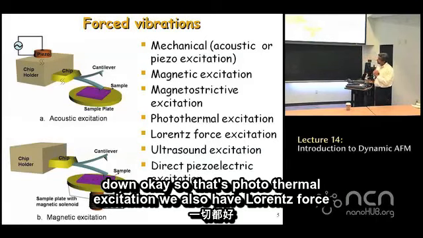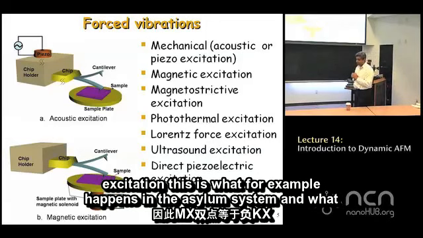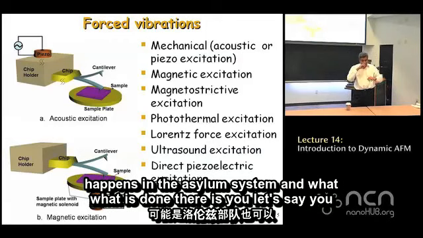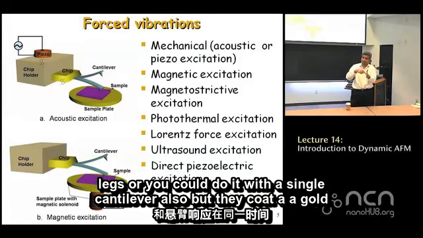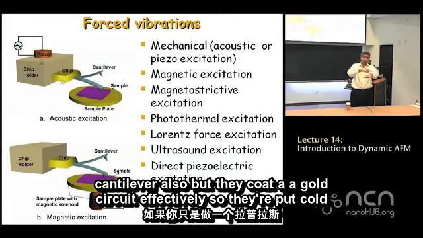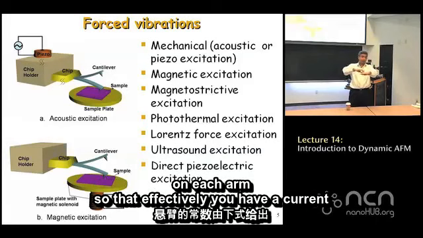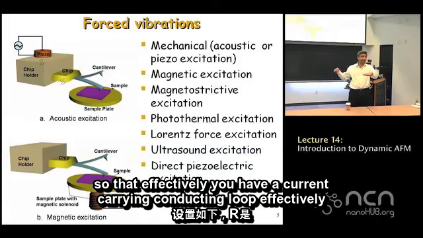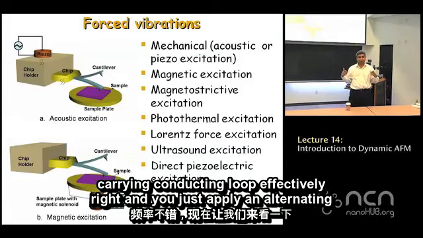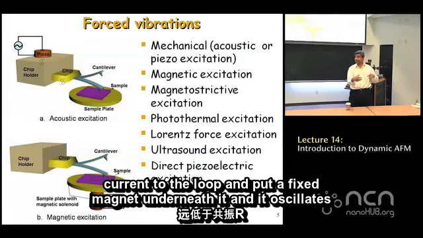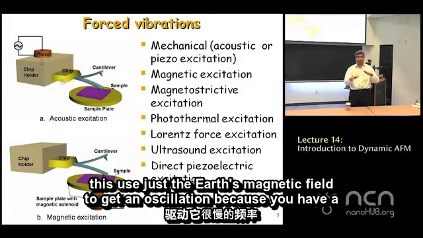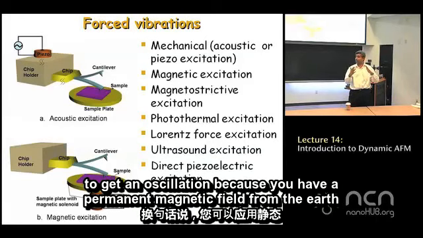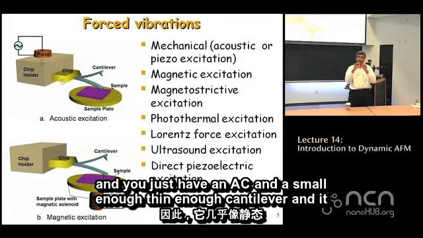You also have Lorentz force excitation. This is what, for example, happens in the Asylum system. And what is done there is, let's say you have a triangular cantilever with 2 legs, or you could do it with a single cantilever also, but they coat a gold circuit effectively. So they put gold on each arm so that effectively you have a current carrying conducting loop, right? And you just apply an alternating current to the loop and put a fixed magnet underneath it, and it oscillates. In fact, the earliest implementations of this use just the Earth's magnetic field to get an oscillation, because you have a permanent magnetic field from the Earth, and you just have an AC in a small enough, thin enough cantilever, and it begins to oscillate.